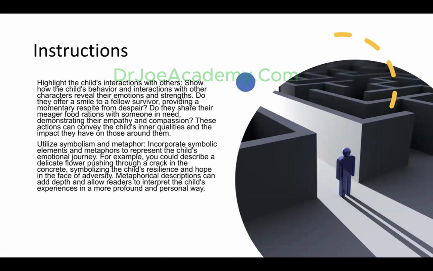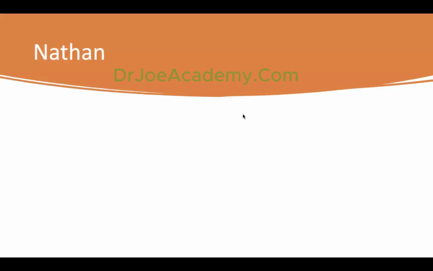Utilize symbolism and metaphor. Incorporate symbolic elements and metaphors to represent the child's emotional journey. For example, you could describe a delicate flower pushing through a crack in the concrete, symbolizing the child's resilience and hope in the face of adversity. Metaphorical descriptions can add depth and allow readers to interpret the child's experiences in a more profound and personal way.